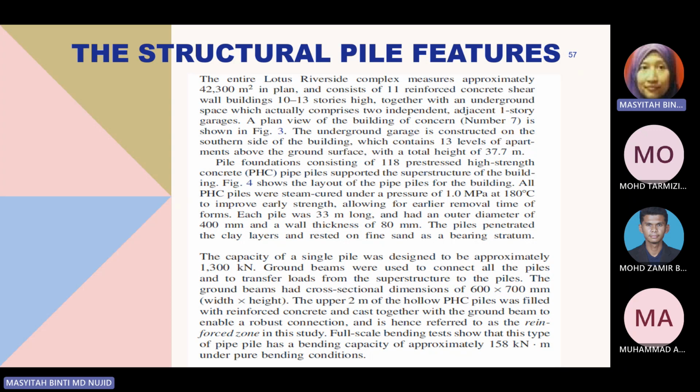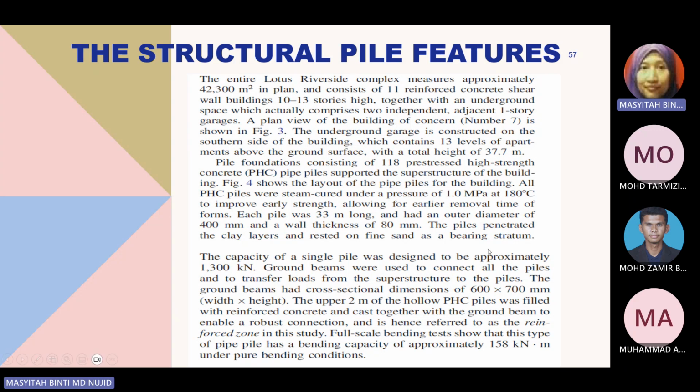It says that the PHC piles were steam cured under a pressure of 1.0 megapascal at 180 Celsius to improve early strength, allowing for earlier removal time of the formwork. If I'm not mistaken, last week I showed you the benefits and disadvantages of using the PHC. It can carry high strength of the material, but the disadvantage is that not everyone knows how to handle these PHC piles.